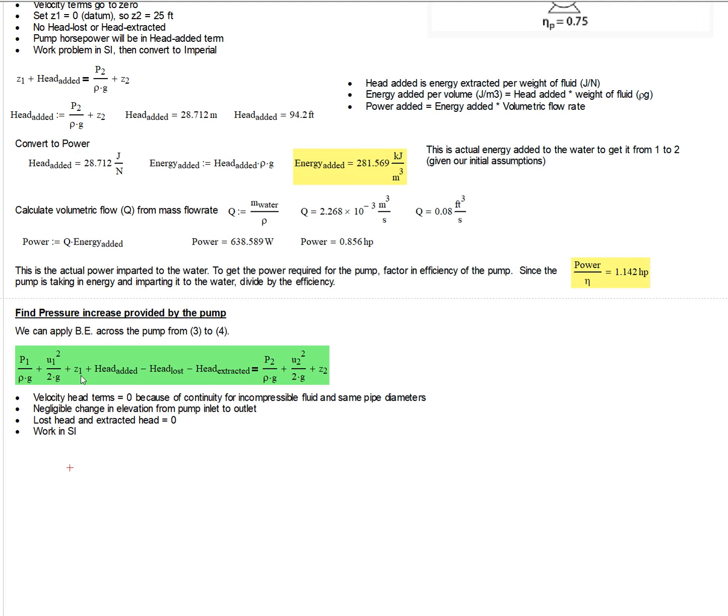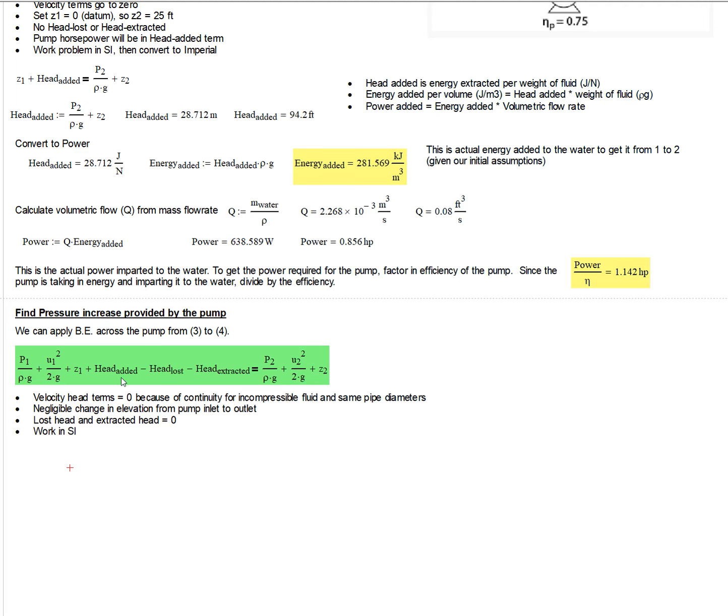Also, in most pumps there will be a slight elevation difference between the inlet and the outlet, but that elevation difference is very small, and so we can neglect the elevation head terms. We are not told anything about the head loss or the head extracted, so we're going to neglect those terms. And so that is what we're left with: the pressure at the inlet and outlet, and then this head added.